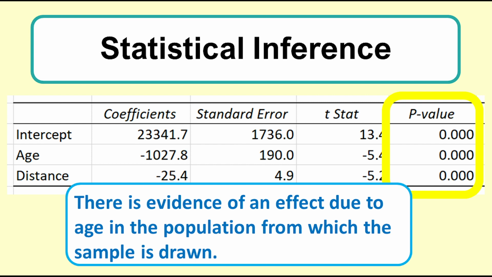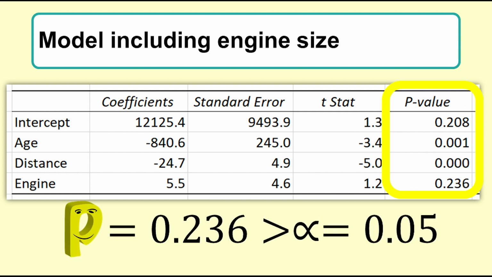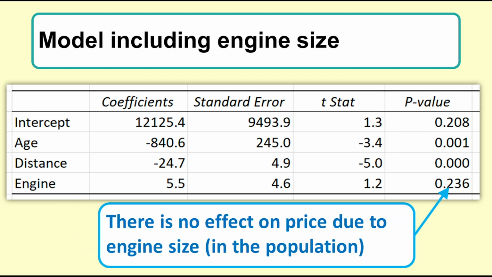Now say we tried fitting a model that included engine size as well. You can see the output here. The p-value for the coefficient of engine size is 0.236. Now this is greater than our usual cutoff of 0.05, so we do not reject the null hypothesis that the coefficient of size is 0. Though for the sample there is a small effect due to engine size, there is no evidence of an effect in the population. Consequently, we would leave that variable out when choosing our final model.